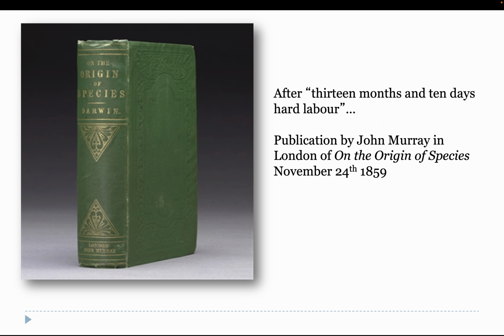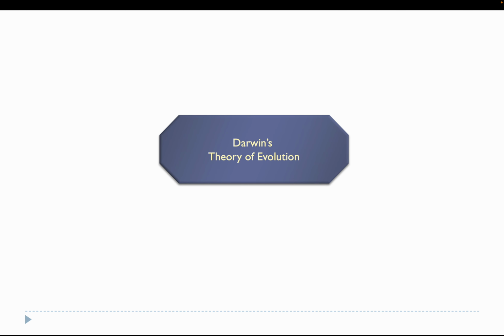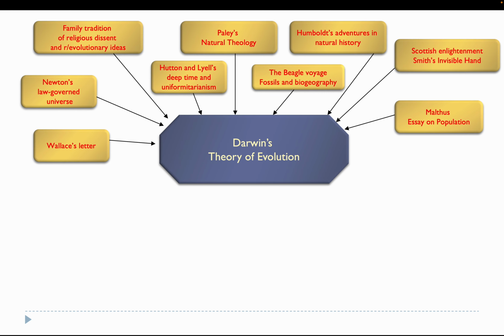And Darwin's ideas culminated in this book, On the Origin of Species, which was published in 1859 after 13 months and 10 days hard labour, as he put it. And the key point is that you think of Darwin's theory of evolution as just one idea, that he's just had the idea of evolution. But there was a whole conceptual backdrop, lots of different ideas that fed into Darwin's theory of evolution and led him to publish The Origin of Species.